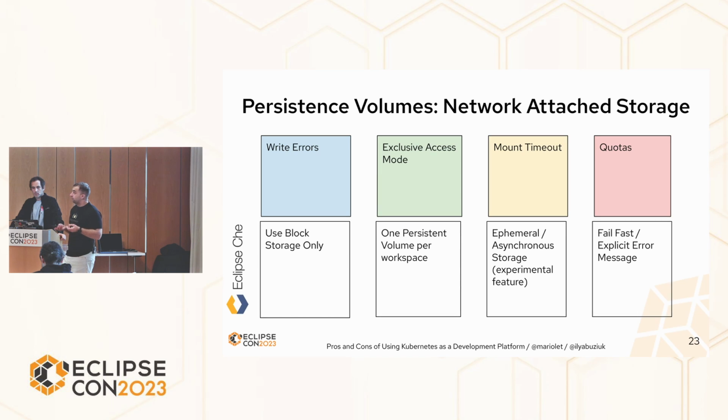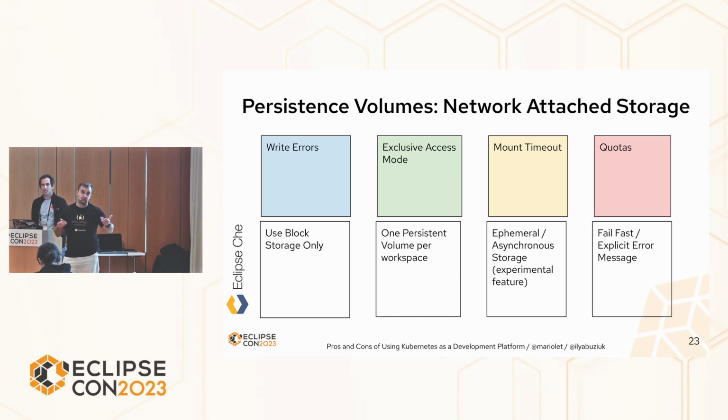And the solution for those challenges is basically, for our case, for Eclipse Che, we use block storage, which works very well. We have different storage strategies: it can be per user, where you have one persistent volume per user, or per workspace, but you can run multiple concurrent workspaces. For the mount timeout, there are things that we are evaluating. First of all, you can run ephemeral workspaces, which use emptyDir Kubernetes volumes, and those are very fast, so you don't run into mount timeout errors.